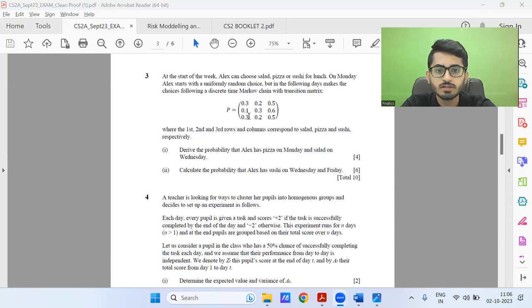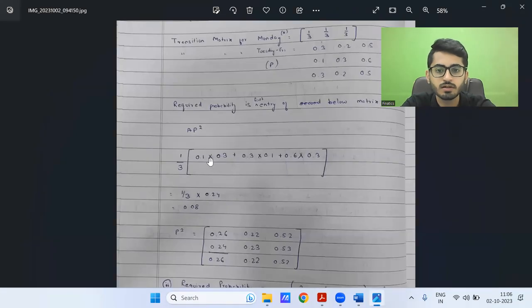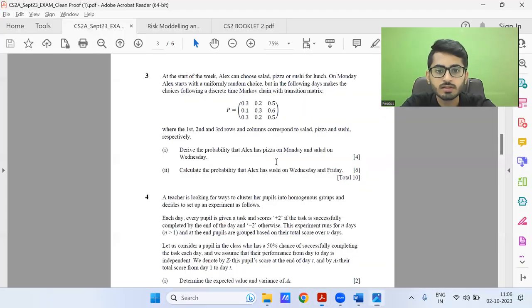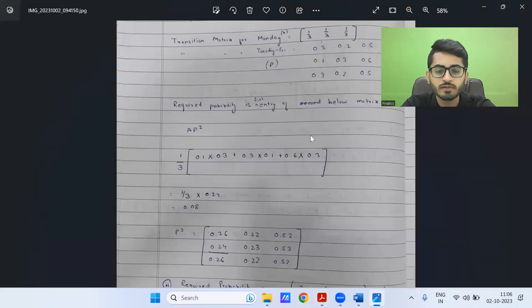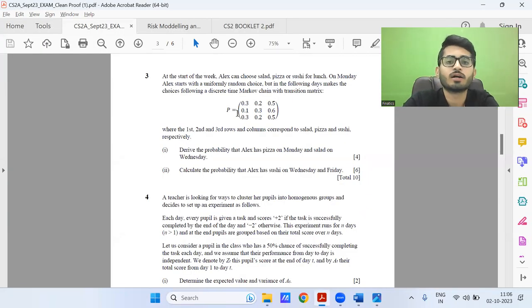I multiplied this with this. Yes, that seems to be the case, but why would I do that? Or is the first entry something which is incorrect? I'm just trying to look at it without the transition matrix. So it's pizza 1/3 on Monday. Then on Tuesday, again, let's say it has pizza. It's going to be 0.3.